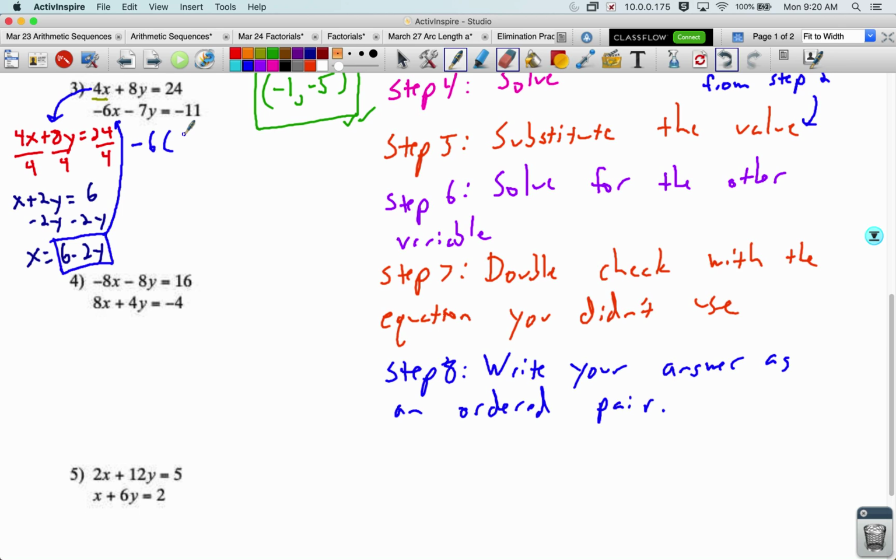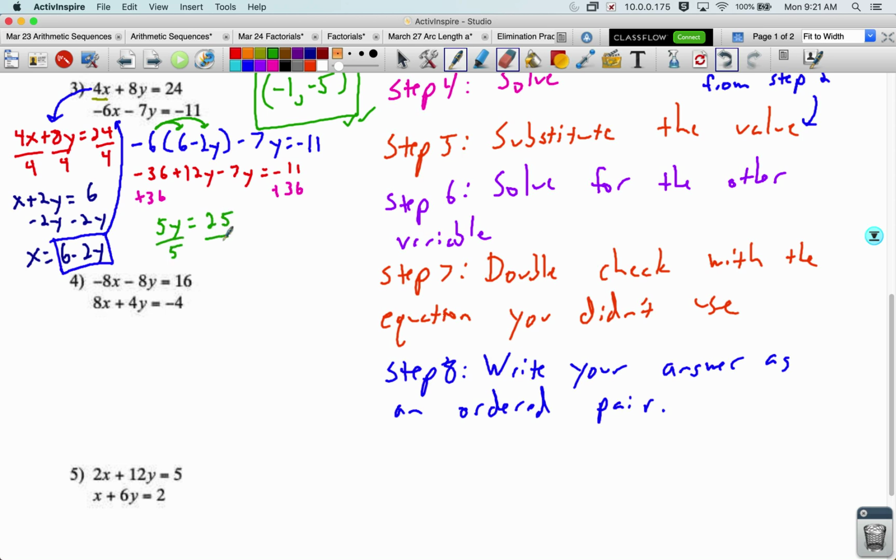Negative 6 times 6 minus 2y minus 7y equals negative 11. Go ahead, distribute. Negative 36 plus 12y. Careful with positive negatives there. Minus 7y equals negative 11. Go ahead, add 36 to both sides and combine my like terms in one step. And I get, that's going to become a 5y equals negative 11 plus 36 is 25.